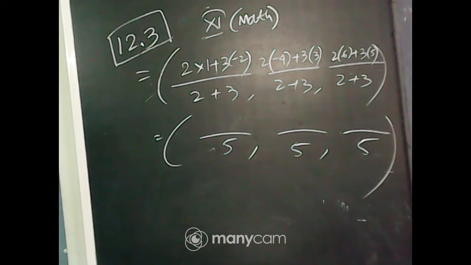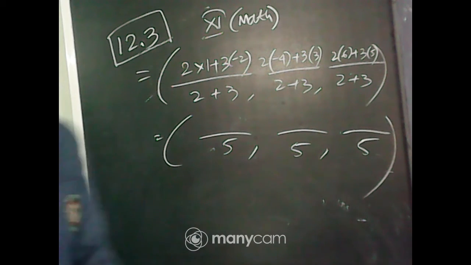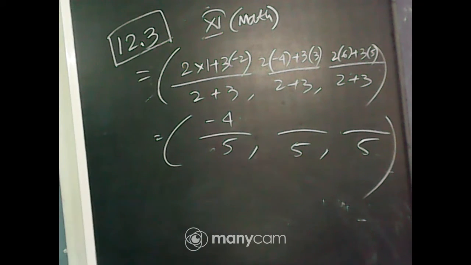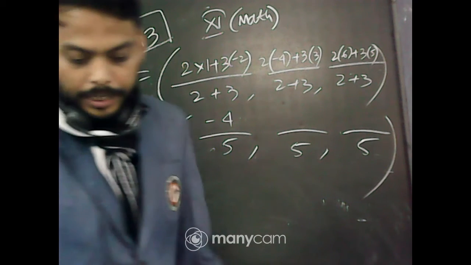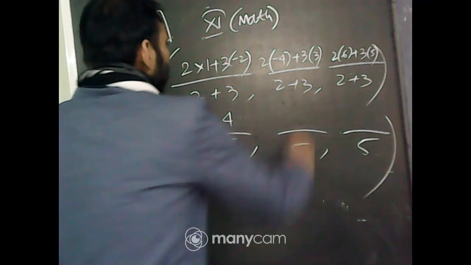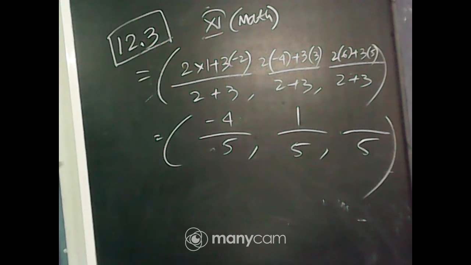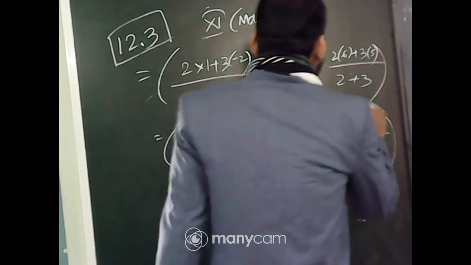So 2 minus 6, that is minus 4. The first portion is minus 4 by 5. The denominator will be the same. Second portion: minus 8 plus 9, that is 1 by 5. And the last portion: 12 plus 15, so 27 by 5.